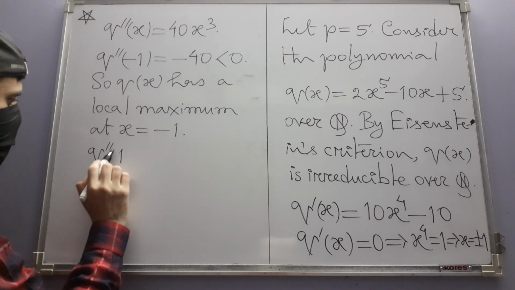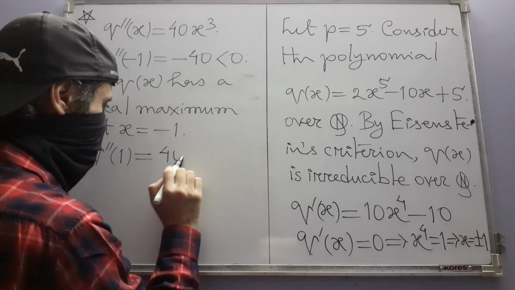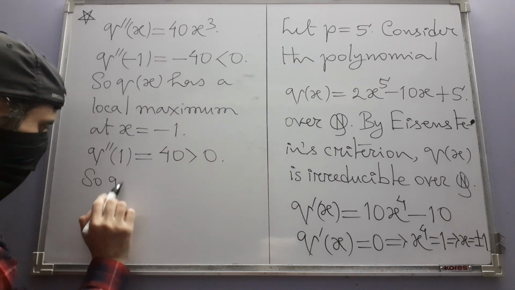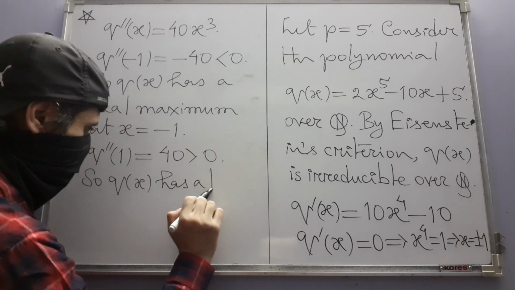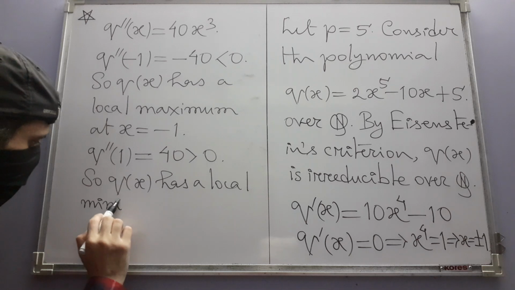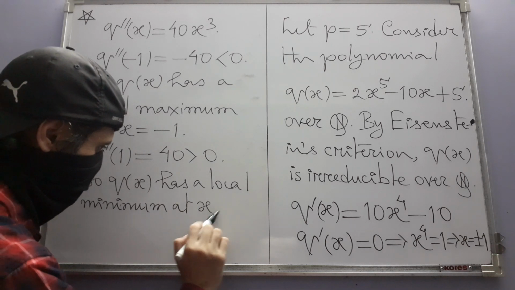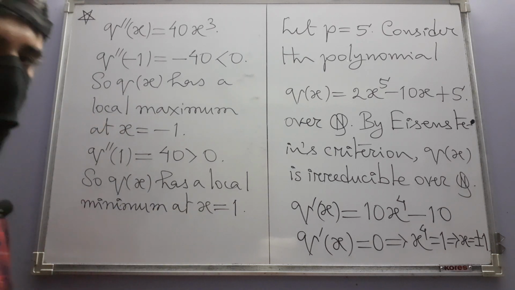Next, let's calculate the second derivative at 1. So that becomes 40, which is greater than 0. So Qx has a local minimum at x equal to 1, and that's it.